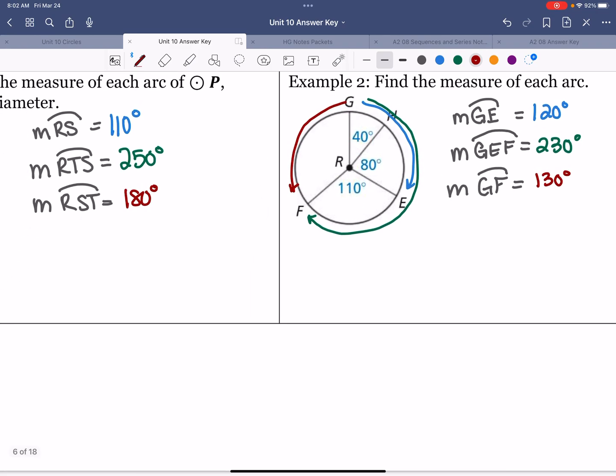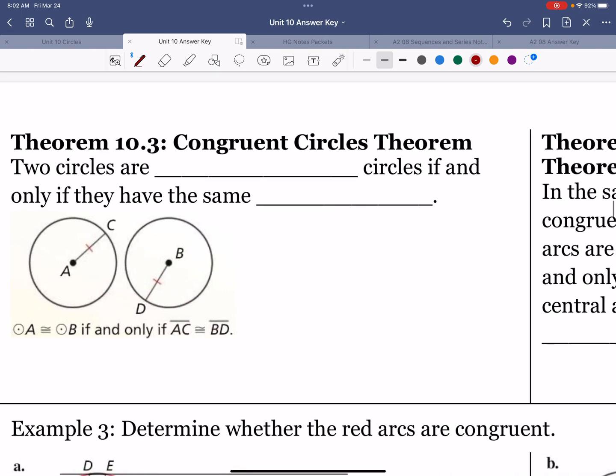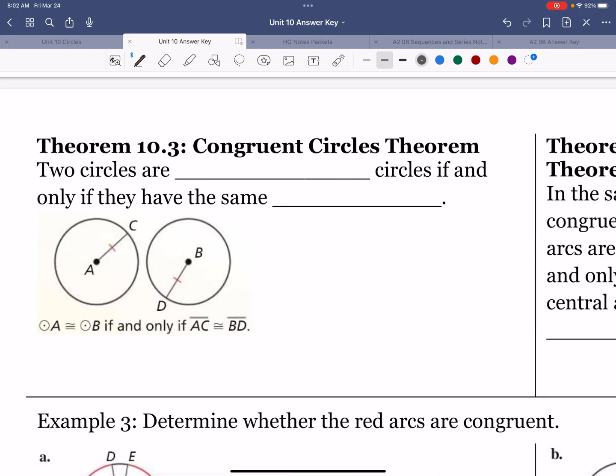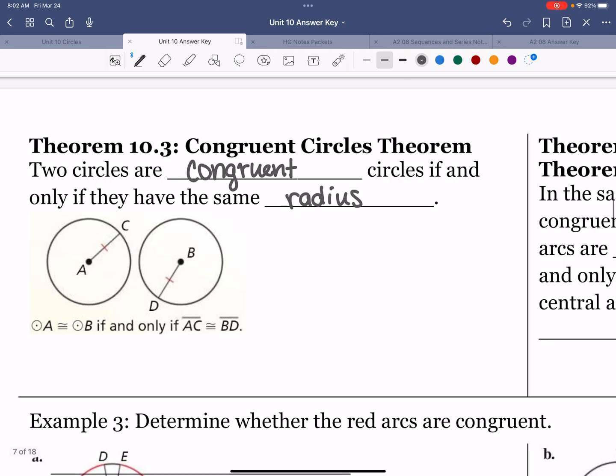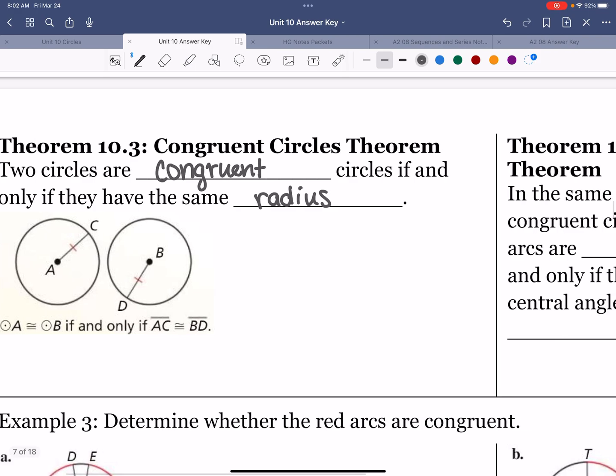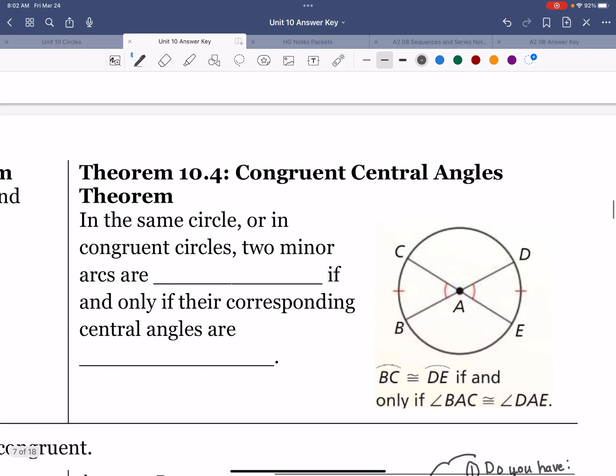Okay, moving on from there, I want to add a couple more definitions in. Two circles are congruent if and only if they have the same radius. So I can only have congruent circles if the radius is the same. Now, the congruent central angles theorem states that in the same circle or in congruent circles, so it can be either, two minor arcs are congruent if and only if their corresponding central angles are congruent.